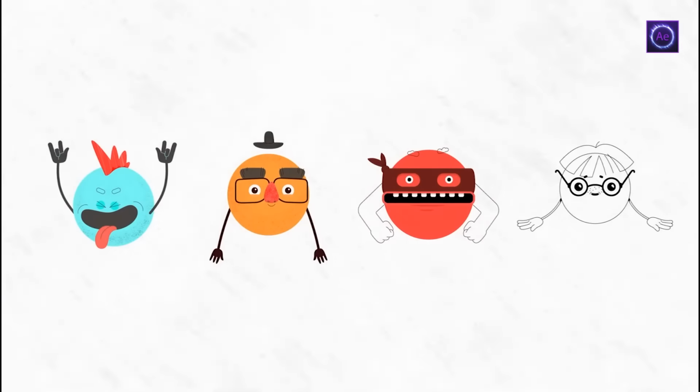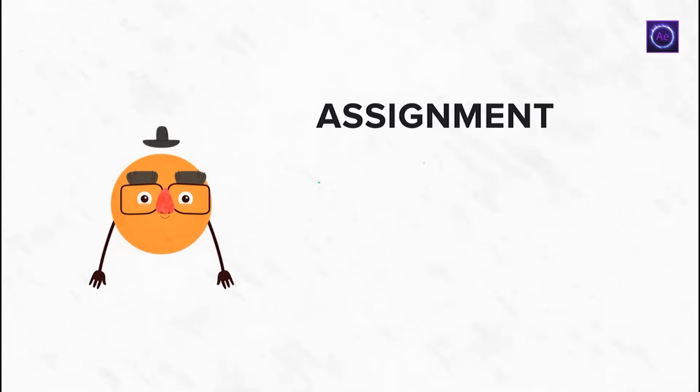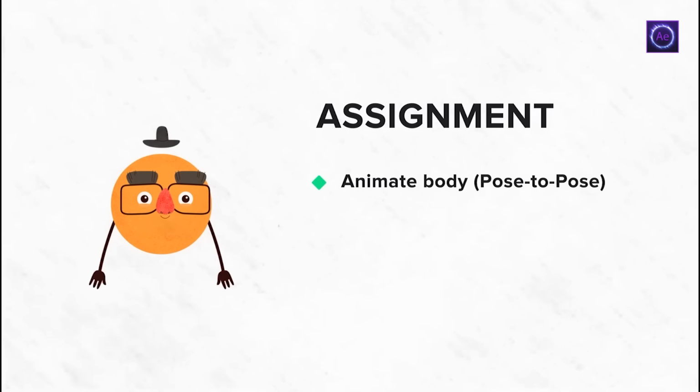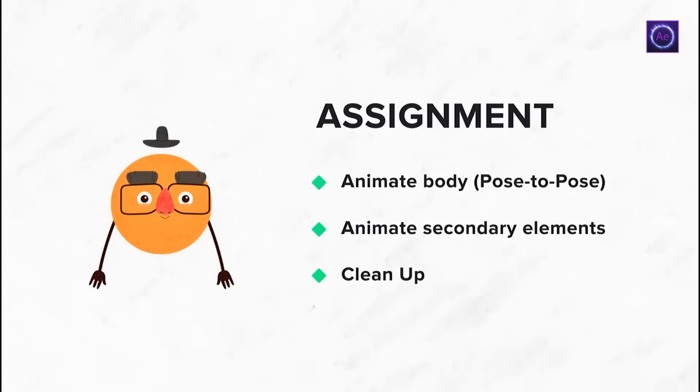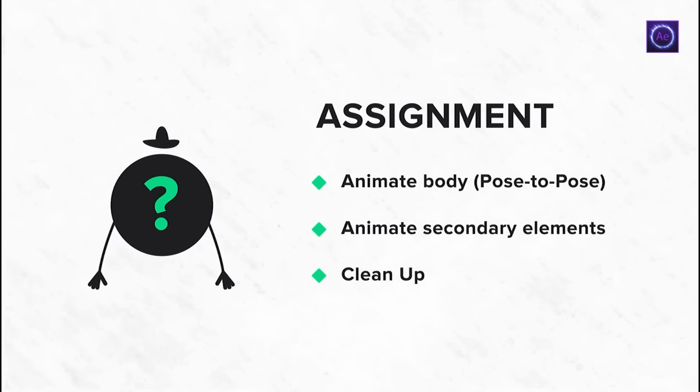So, that's it for today, and as homework, we propose you create a simple animated scene with one of these characters. Just animate the main objects using the pose-to-pose approach, then animate secondary elements, and finalize the animation with one of the shown techniques or their combination. And by the way, if you want, you can come up with your own character design, but it must have the same structure, so it must be a ball, but with arms and other secondary elements to make you train follow through and overlap in action.